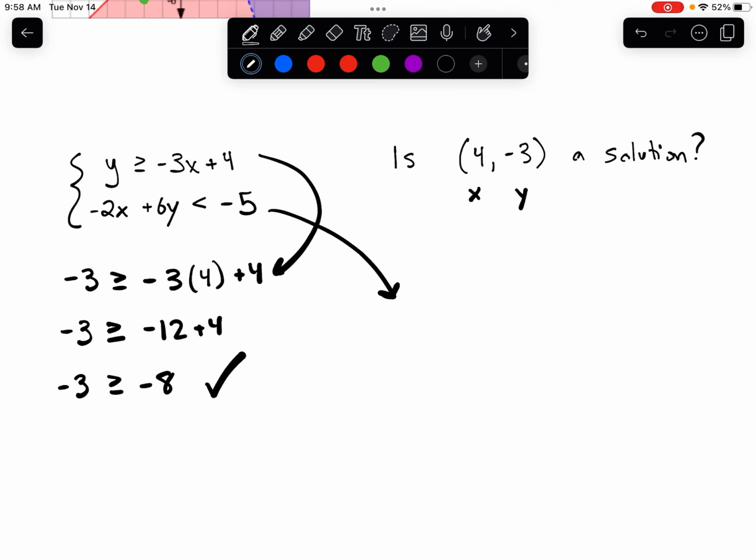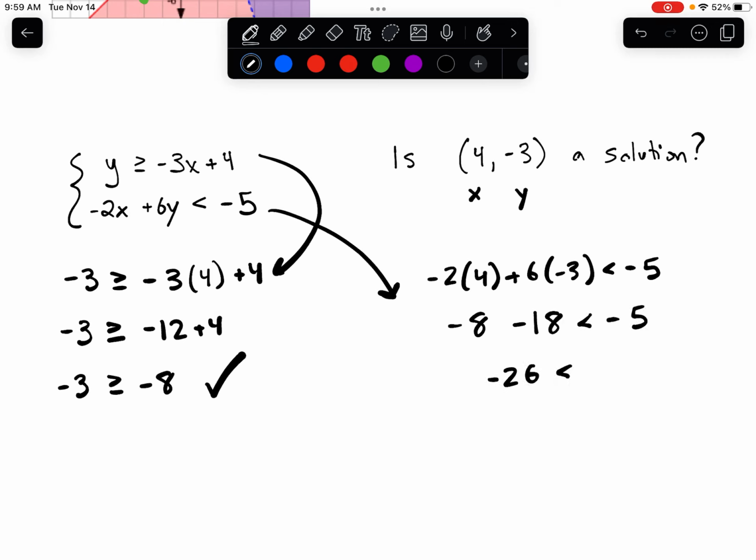And now we're going to look at the second inequality. We've got negative 2 times 4 plus 6 times negative 3 is less than negative 5. So we've got negative 8 minus 18 is less than negative 5. And negative 26 is in fact less than negative 5. So that is also true. So our answer to this question would be yes, all right? It has to be true for both of these inequalities in order for it to be a solution. If it's false for one or false for both, then it is not a solution.